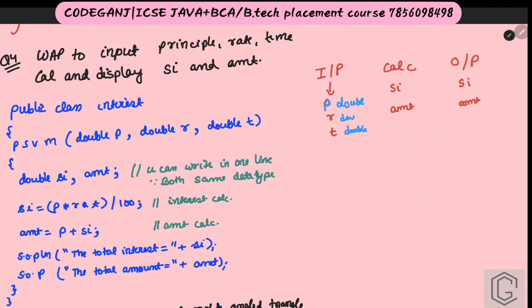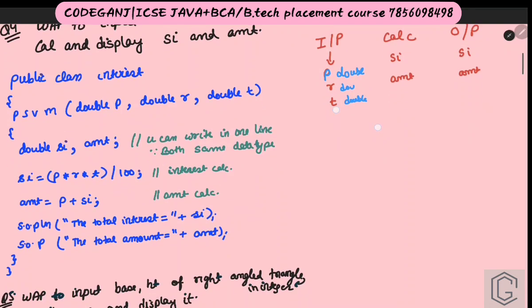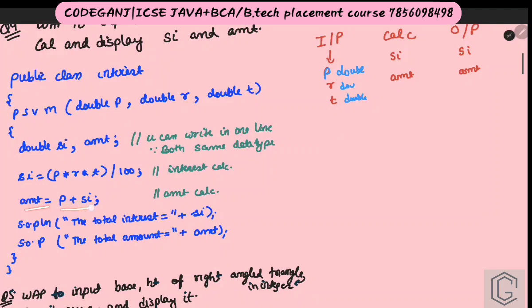Cool. Now the important point here is you have to calculate SI. So how do you calculate SI? Simple as P into R into T divided by 100. This is double, this is int, so your answer will come in double, no problem. Correct. And then your amount. What will be your amount? Principal plus SI. This is simple mathematics. So this is your input, this is your calculation, and this is your output.